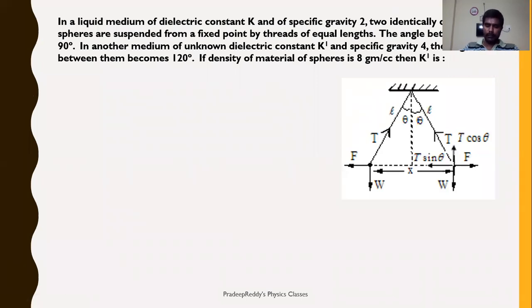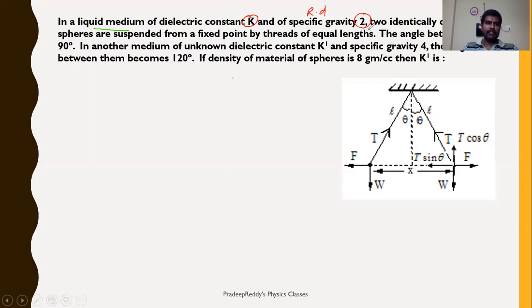Students, let us discuss one more problem. In this particular problem, we have a liquid medium which has dielectric constant K and specific gravity 2. The dielectric constant of the liquid is K, and specific gravity is nothing but relative density. Relative density of the substance is 2.